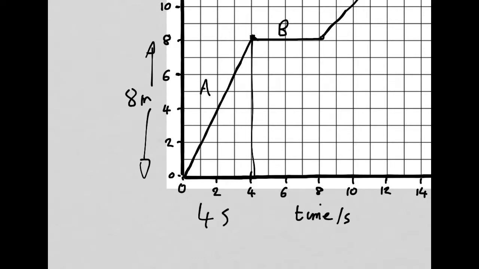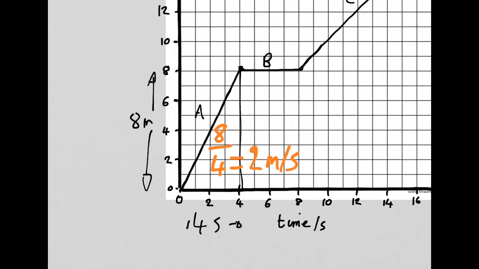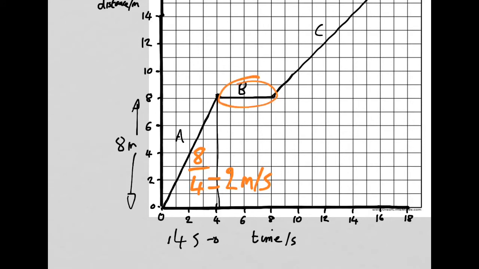So to get this, you take the distance of 8 meters. Let me just change my pen color. So we take 8 meters and we divide it by 4 seconds, and we get a velocity of 2 meters per second. Okay. This section B, clearly it's not moving, it's stationary, so this is 0 meters per second.